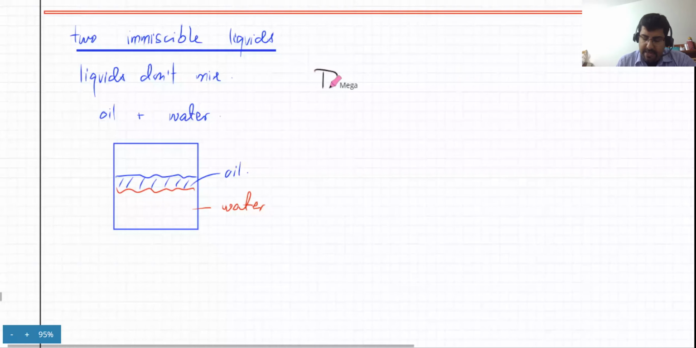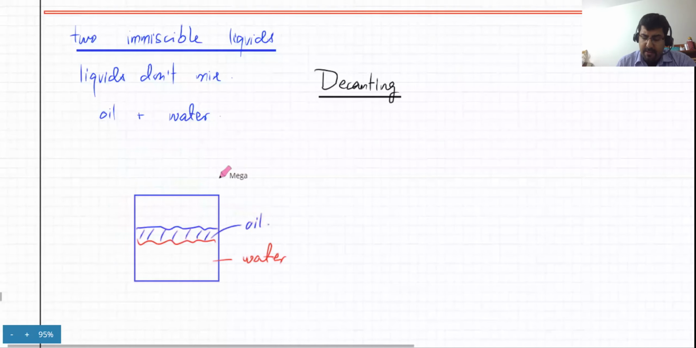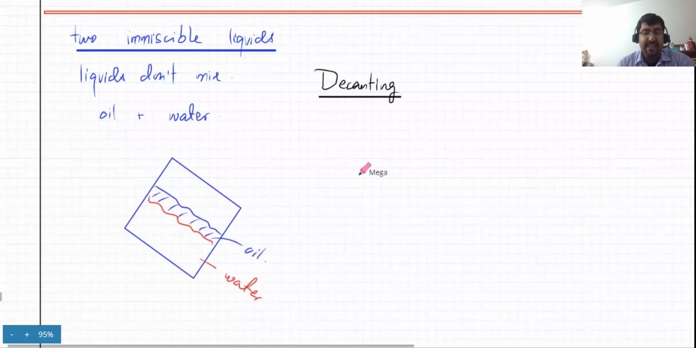So again, decanting would be used. That literally means to pour off. What you could do is, for example, if you have the speaker and there is oil at the top, you can just simply tilt it or pour off the oil from the top. The oil would come first, followed by the water. That's decanting. It literally means to pour off.